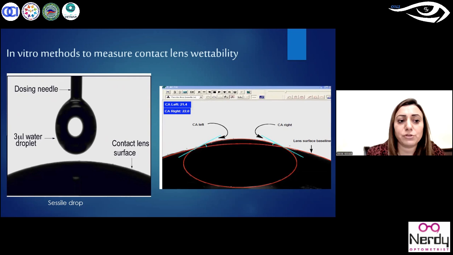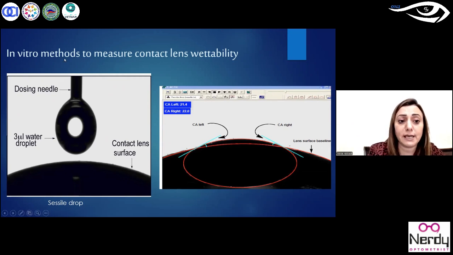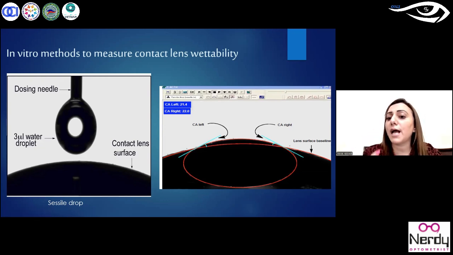We use different methods. First method is the sessile drop technique. Now, these methods are used in the laboratory. It's not a direct measurement on the eye. So we take the lens out of the eye and we put it on this instrument that measures the contact angle. And if we see here, the sessile drop takes place in air. So we put a curved surface. This is black and white because the instrument makes it black and white to enhance the contrast, so it can detect the contact angle. So this is a drop of water, and this is the contact lens.